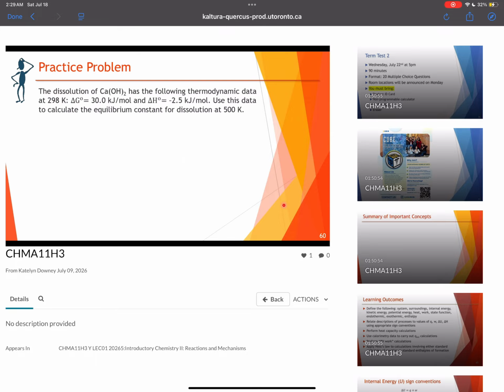And on that topic, let's do a question. This practice problem says the dissolution of calcium hydroxide has the following thermodynamic data at 298. So at room temp, we've got our standard delta G of 30 kilojoules per mole, and we have our standard enthalpy change of minus 2.5 kilojoules per mole. It's asking us to use the data that we have here to calculate the equilibrium constant for dissolution for this process at 500 Kelvin instead. So it's a little bit trickier, so I'll just give you 2 minutes to see how you'd approach it, and then we will go through it together.